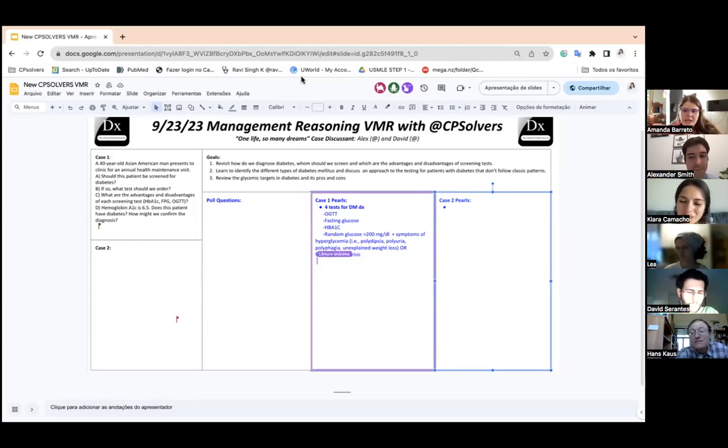The common ones: polydipsia, polyuria, polyphagia. Perfect. Awesome.